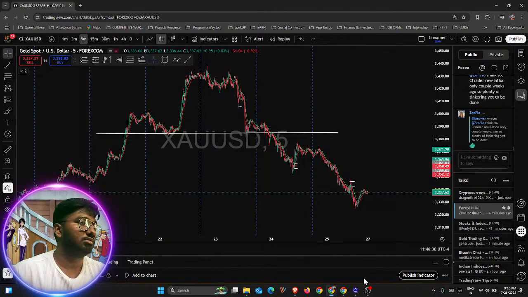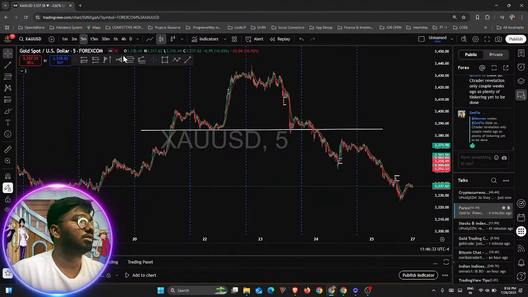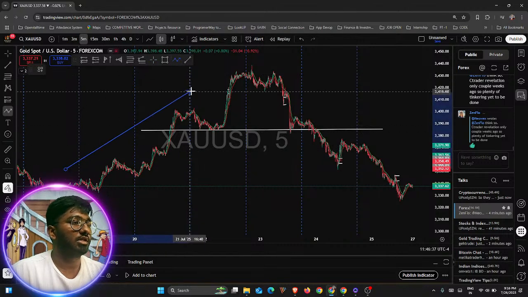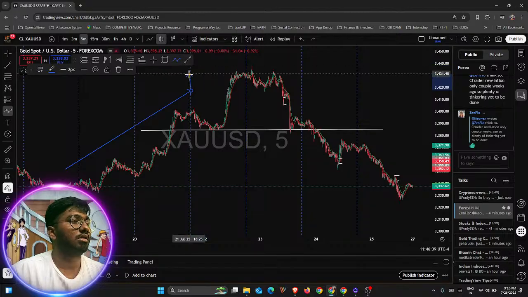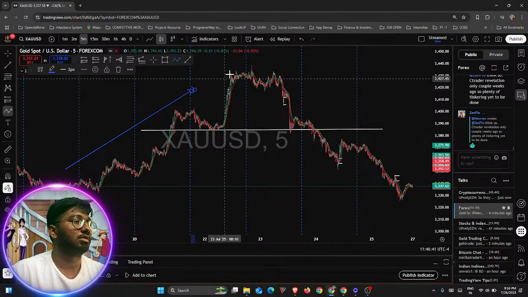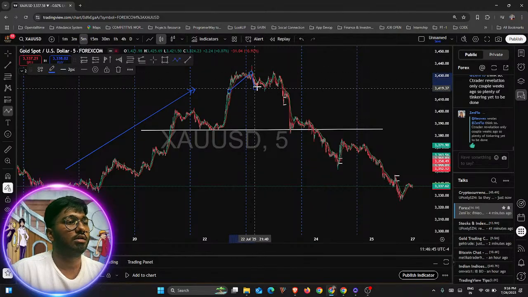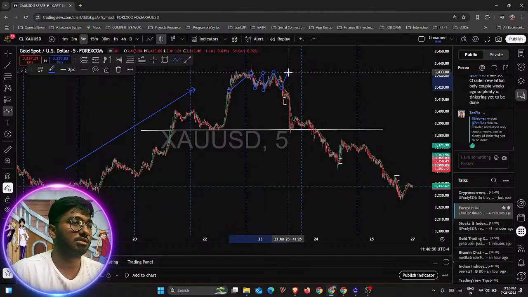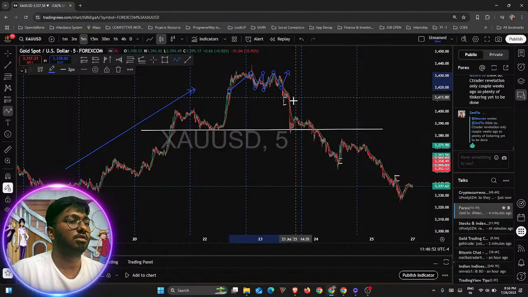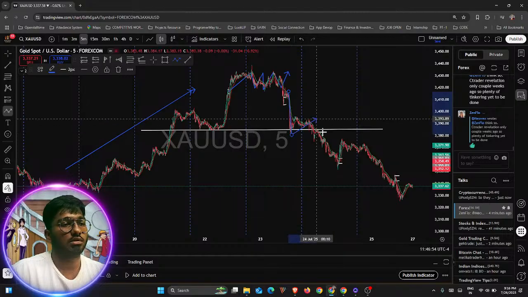So that's one. As you can see, this is an uptrend. And this is called a sideways market, also a consolidation, and this one is called the down.